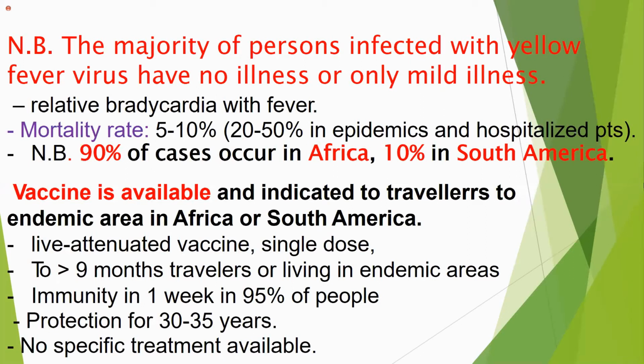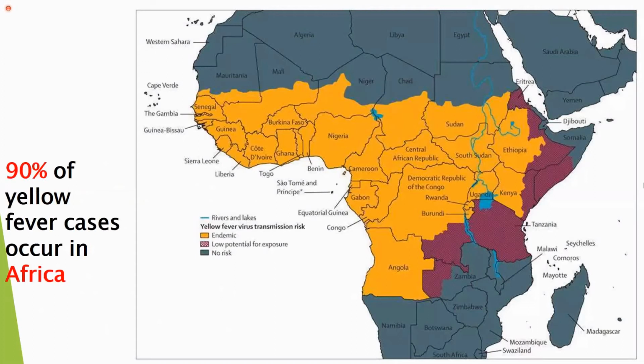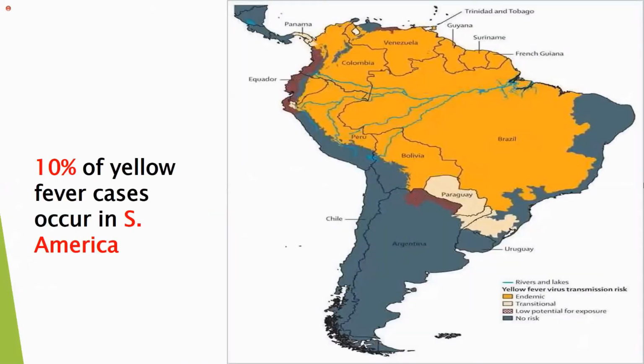Immunity develops in 1 week in 95% of people, and protection, as we have told, lasts more than 30 to 35 years. There is no specific treatment available for yellow fever, only supportive care. This is a picture showing the map of the African continent, in which the countries in yellow are endemic to yellow fever, and 90% of the cases occur in Africa.